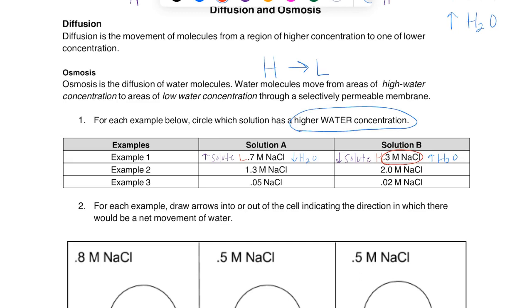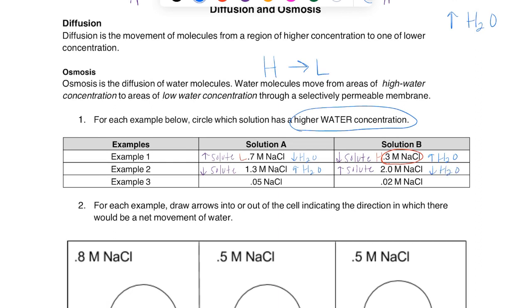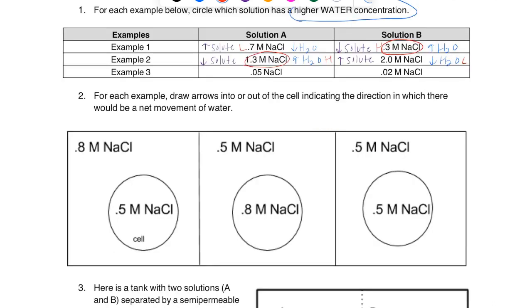If we take a look at the next one, example 2, we have 1.3 compared to 2. So we have a lower solute in solution A and therefore higher water, compared to solution B, where we have a higher solute and therefore a lower water. So for example 2, solution A is our high concentration of water. Hopefully you see the pattern. So for example 3, in solution A, we have a 0.05 molar concentration of NaCl, which is a higher concentration of the solute than solution B, which is 0.02 molar NaCl. Therefore, our higher concentration of water would be in our lower solute concentration. So solution B would have our higher water concentration.